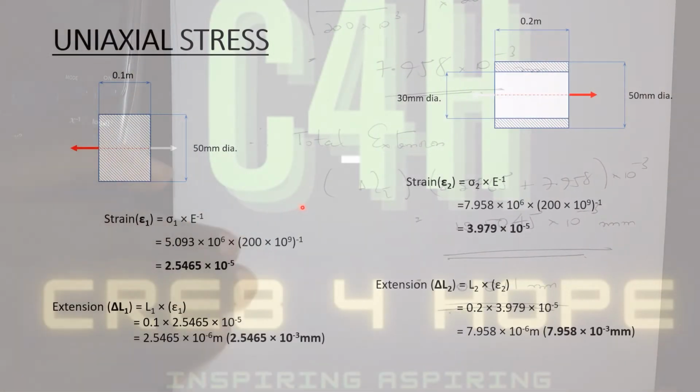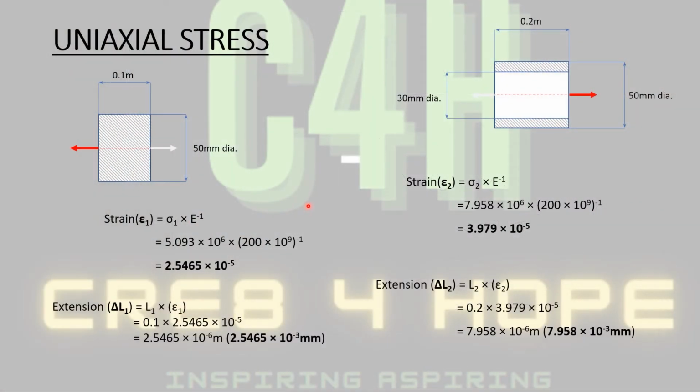Now that we've calculated the stresses in each section, we can proceed to calculate the strain. The strain is equal to the ratio of the stress to the Young's modulus. So epsilon 1 is equal to sigma 1 divided by E, or you can write it as sigma 1 times the inverse of E. They more or less mean the same thing.